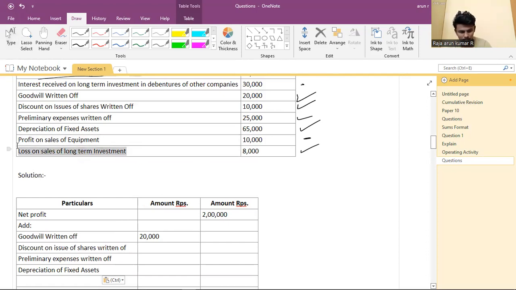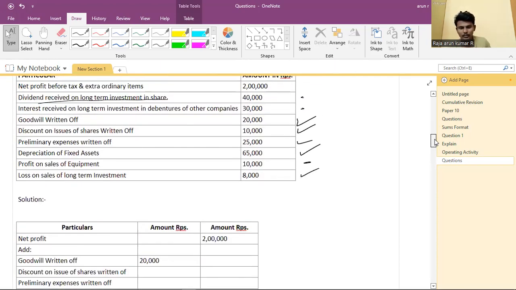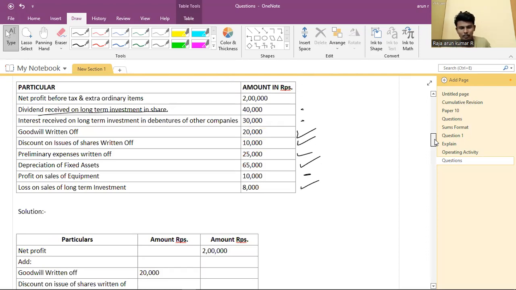Discount on premium. Investment. These all are indirect expenses and losses given. You must understand why it will be added and why it will be lessened. Okay, then only you will be able to understand the conceptual sums.